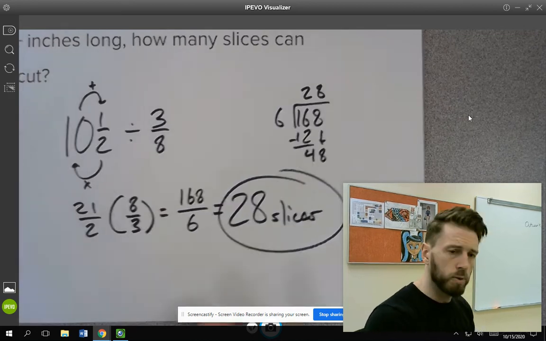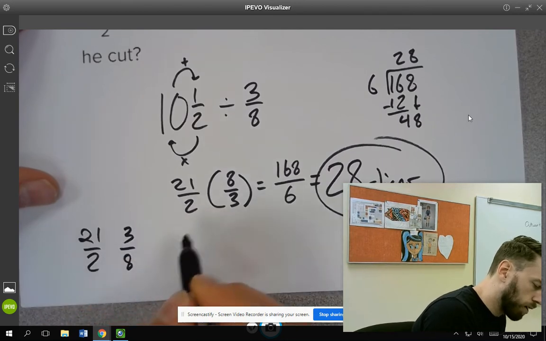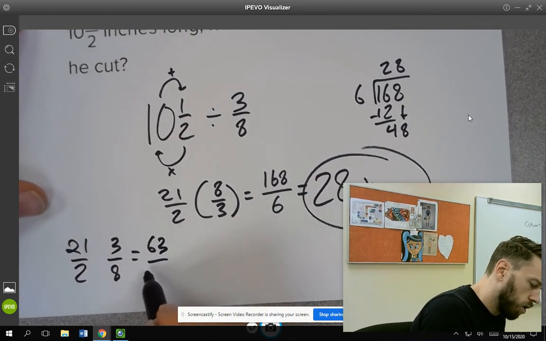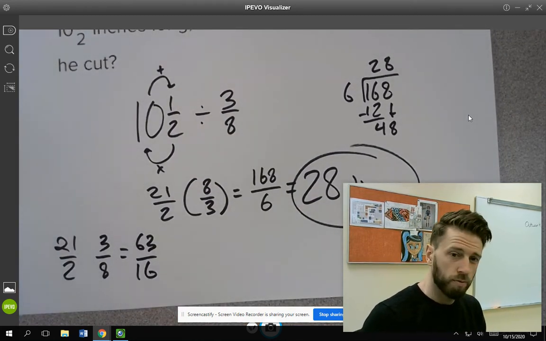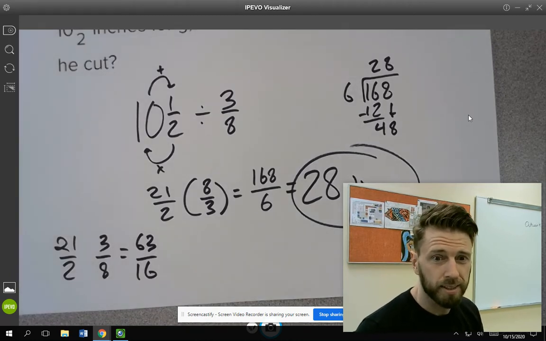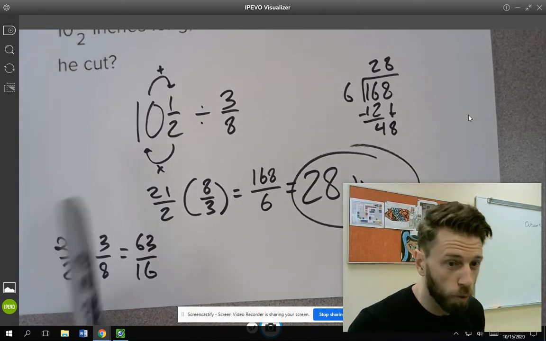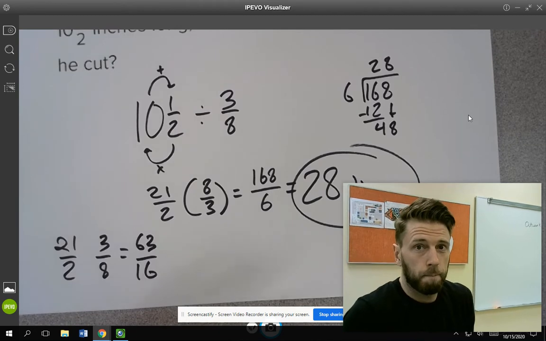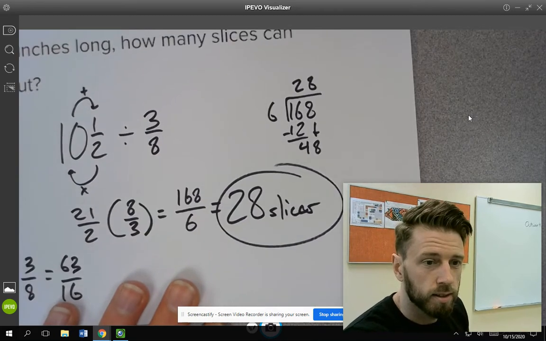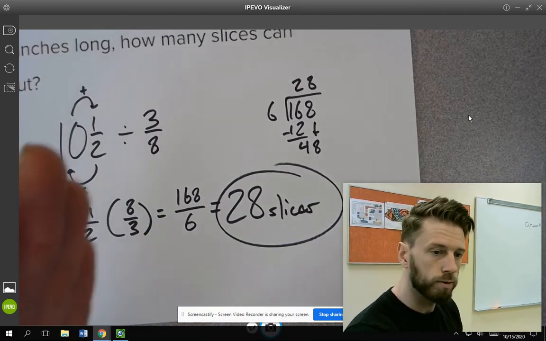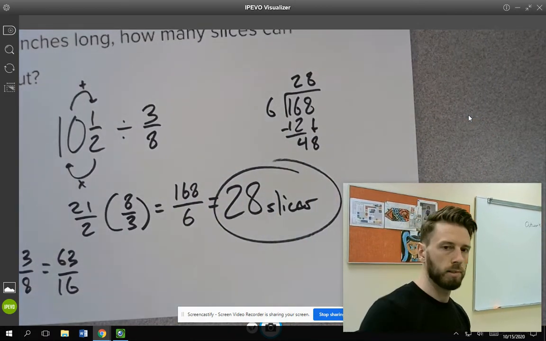Like, let's say you did everything right, but you forgot to flip your problem. And then you got 63 over 16. And then when you divide that out, you would have got an answer like 4 or something, which wouldn't really make sense. If you're dividing a big piece of dough into tiny pieces, you're going to have a bunch of tiny pieces. So your answer of 4 or close to that wouldn't make any sense. Okay, so really think, is the answer that you wrote down reasonable? And in this case, 28 slices, taking a roll of dough that's nice and long and cutting it into little tiny pieces, it would make sense that I would have 28. What's your answer to this one?